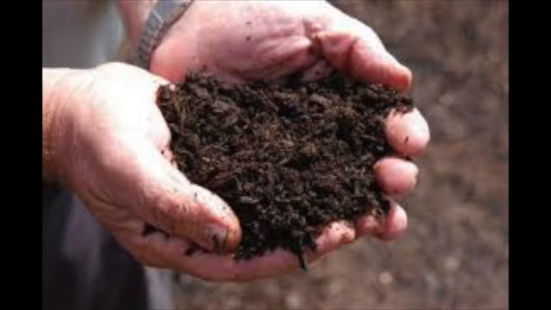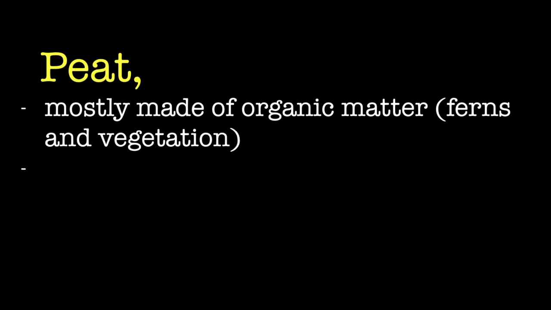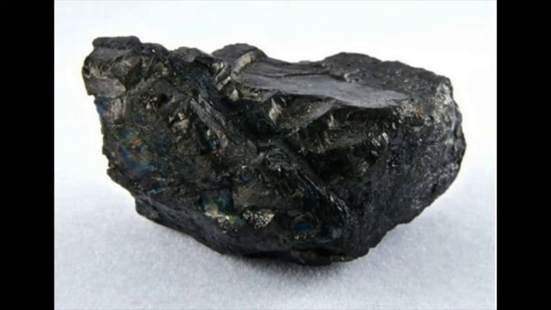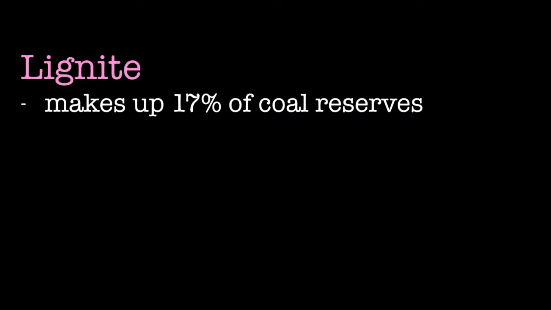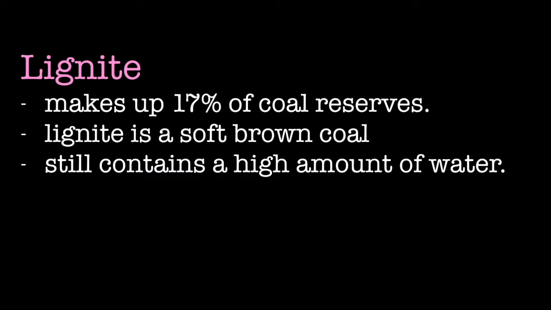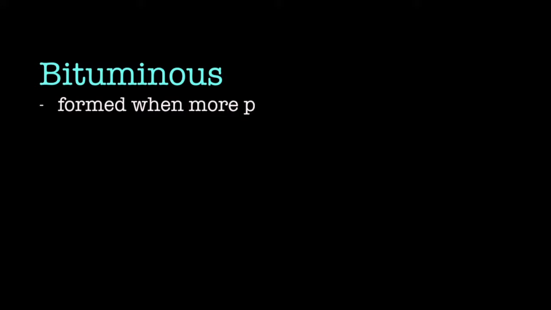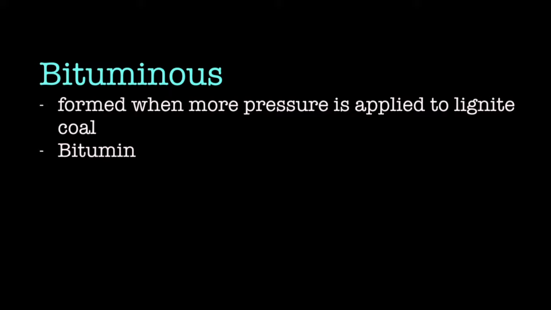Coal first forms as peat, which is mostly made of organic matter, usually from ferns and vegetation from swamps or bogs. Because of this, peat contains a lot of water, which limits the amount of energy it can absorb. Over time, with increasing pressures and temperatures, peat turns into lignite. Lignite is a soft brown coal that still contains a high amount of water. Bituminous coal is formed when more pressure is applied to lignite coal. Basically, if you haven't guessed, the more pressure applied, the more water leaves and the more pure carbon is present, which increases the heat content of the coal.